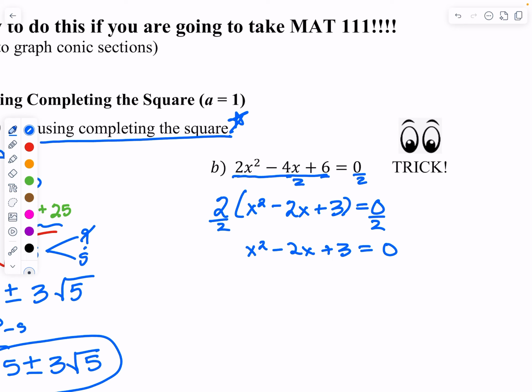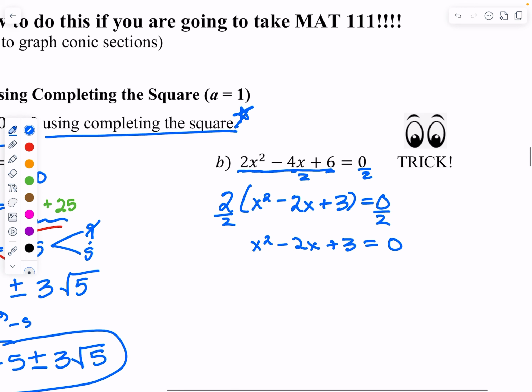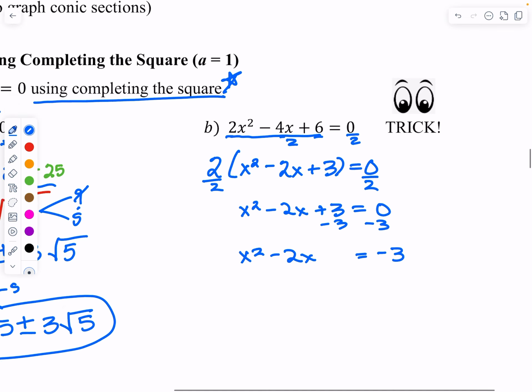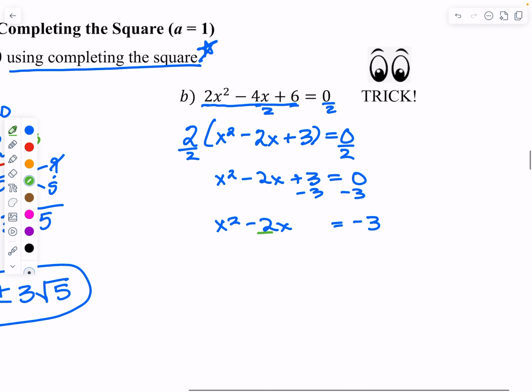All right, now I'm still going to solve it using completing the square because that's what they ask. I'm going to move that 3 to the other side by subtracting. Leave you a little space. All right, and now I'm going to look at this number right here, negative 2. When I divide it by 2, I get a negative 1, negative 1 squared, right? But when I square a negative 1, that's just a positive 1, right? So I'm really just adding 1 to both sides.